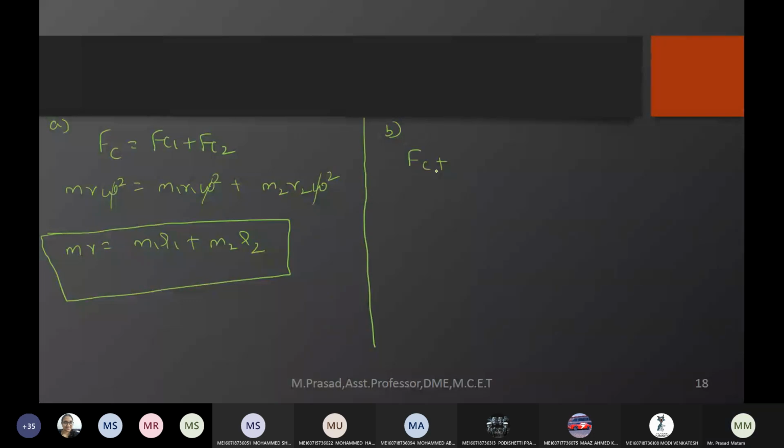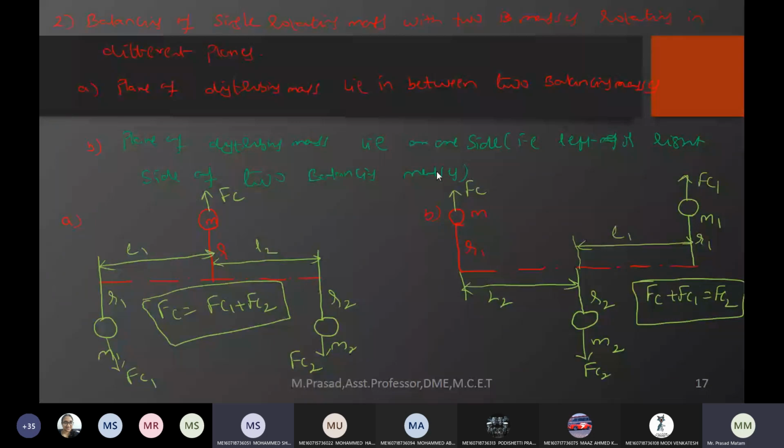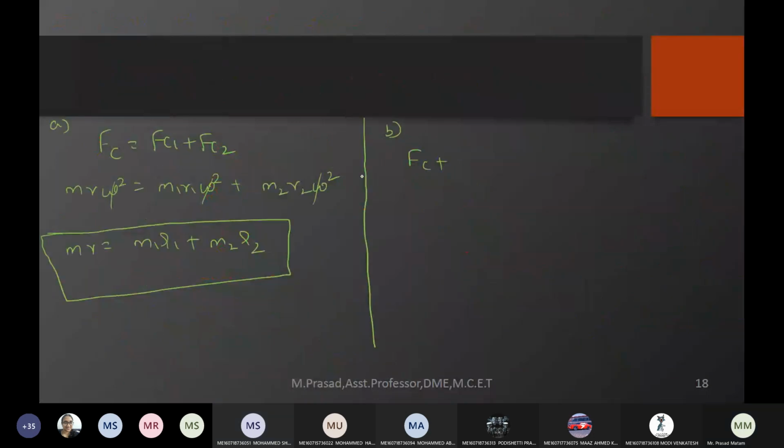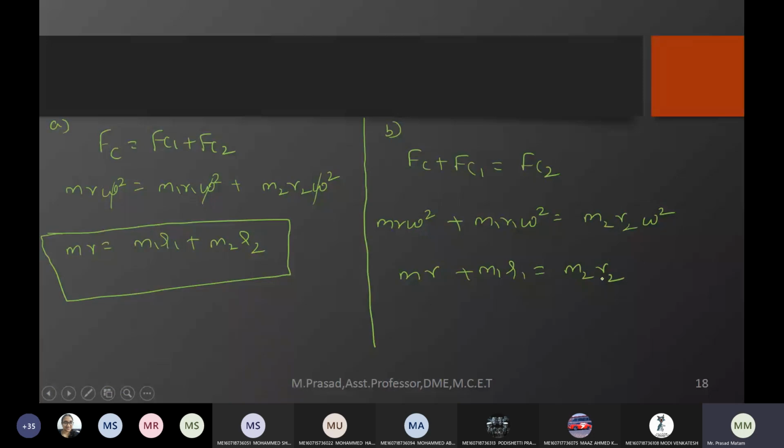Fc plus, I'm having Fc1. Mr omega square plus... First, let me write the equation: Fc is equal to Fc2. So I'm writing Fc is Mr omega square plus M1 R1 omega square, which is equal to M2 R2 omega square. Now my final equation is Mr plus M1 R1 is equal to M2 into R2.